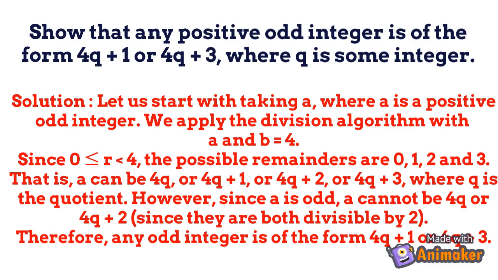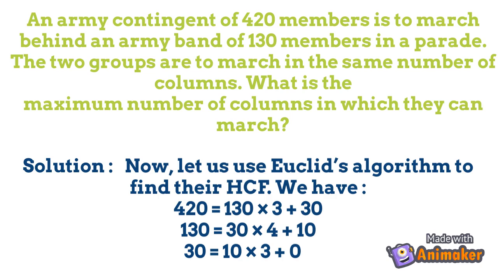So here in these 4 equations, which are the odd ones? 4q plus 1 and 4q plus 3 are the odd ones. So 4q and 4q plus 2 are even, and they are divisible by 2. And in our question it is said that we need to find the positive odd integer. So the odd ones are 4q plus 1 and 4q plus 3. Okay, so here is your answer. Therefore any odd integer is of the form 4q plus 1 or 4q plus 3. Your equation is solved.